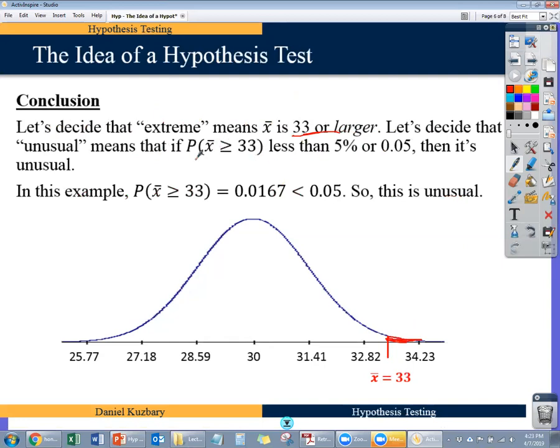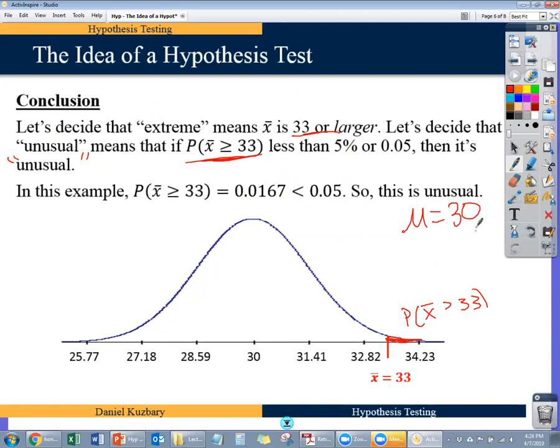Unusual means that if this red sliver, the probability that X bar is bigger than 33, is less than 5%, we're going to call it unusual. So that's a typical meaning of unusual. If the chance we get something 33 or bigger is less than 0.05, we're going to call it unusual. And if it's unusual, there's something wrong with our assumption that mu is equal to 30.